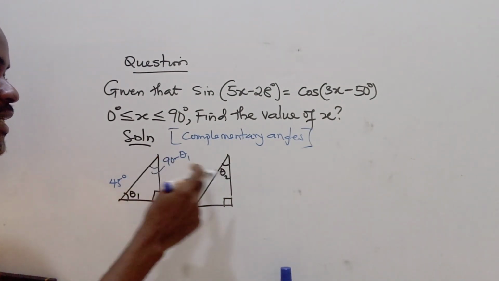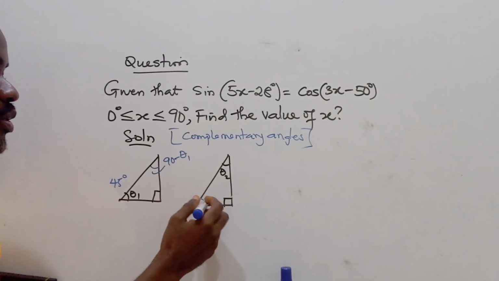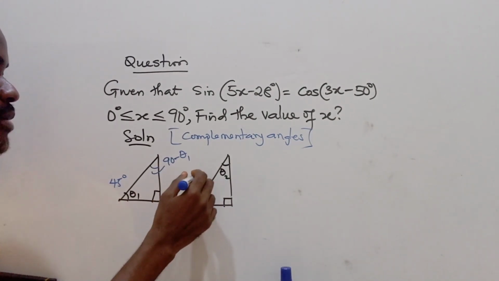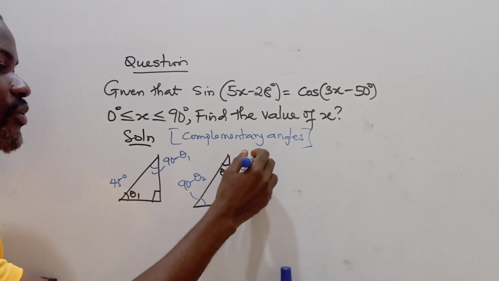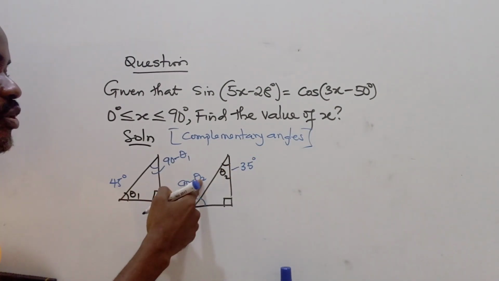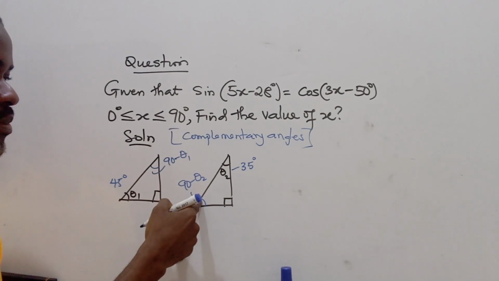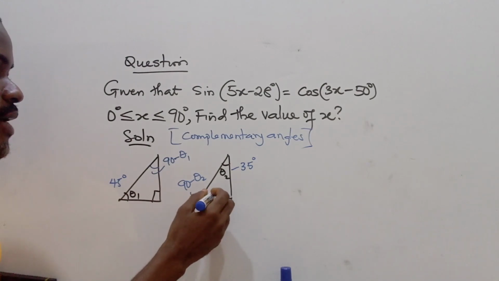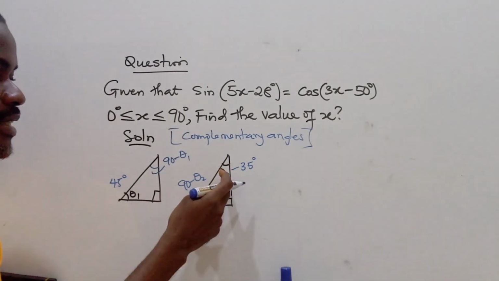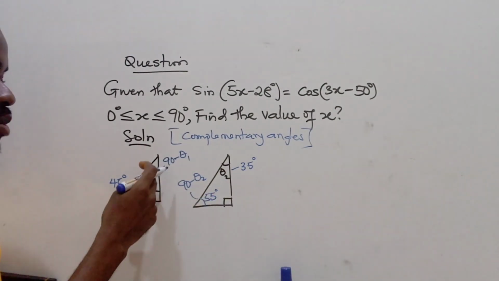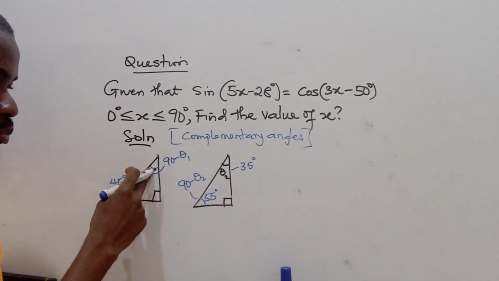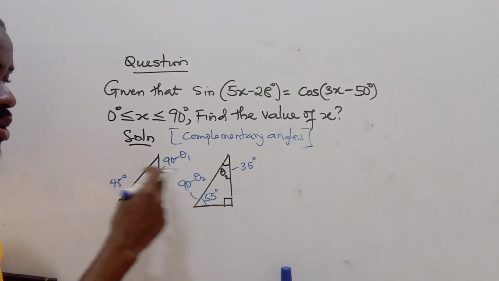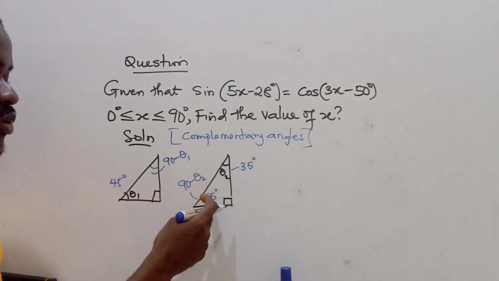But if you're given this other side, here becomes 90 minus theta 2. So if I'm given here as, let's say, 35 degrees, here is going to be 90 minus 35 degrees, which gives us 55 degrees. So this side is complementary to this side. Whenever you're given this, you subtract it from 90 to get here.